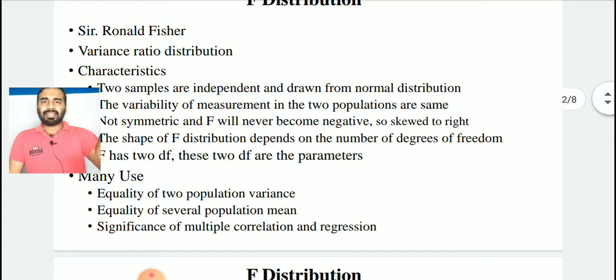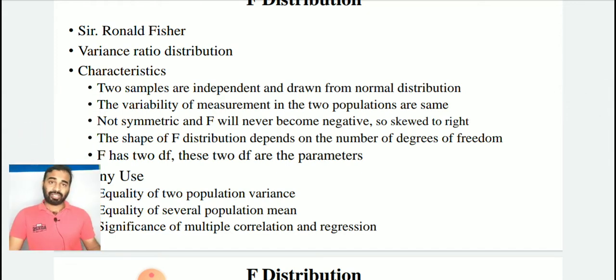As I told you, this test was developed by Ronald Fisher, R.A. Fisher. And this test is also known as the variance ratio distribution.